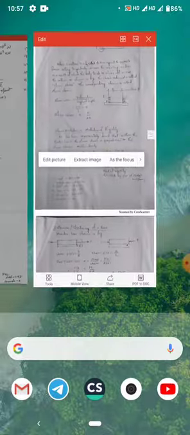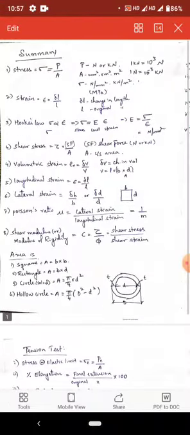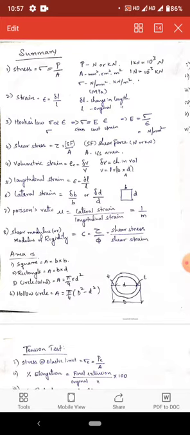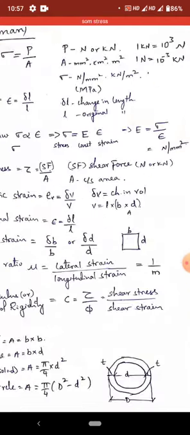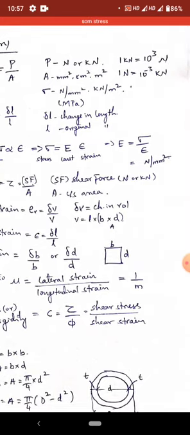Next, the main summary of the previous classes, that is lecture number 1, 2, 3, and 4. These are important formulas which are used for solving problems. Sigma is equal to P by A, where P is the load acting on a member, measured in terms of Newton or kilonewton. 1 kilonewton is equal to how much Newton? It is 1000 Newton, that is 10 raised to 3 Newton. 1 Newton is 10 raised to minus 3 kilonewton, remember.